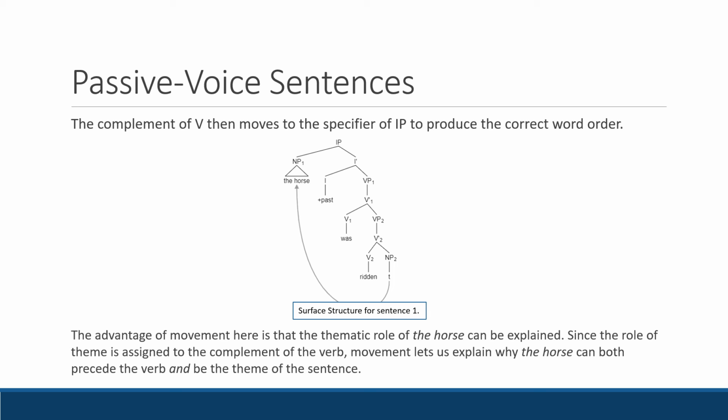So the subject of this sentence is the horse. However, the theme of the sentence is also the horse, even though that's not the regular position for theme. Theme position is at the end there in the noun phrase that goes inside of the verb phrase. So this is why deep structure is important for figuring out thematic roles. The advantage of movement here is that the thematic role of the horse can be explained. Since the role of theme is assigned to the complement of the verb, movement lets us explain why the horse can both precede the verb and be the theme of the sentence.